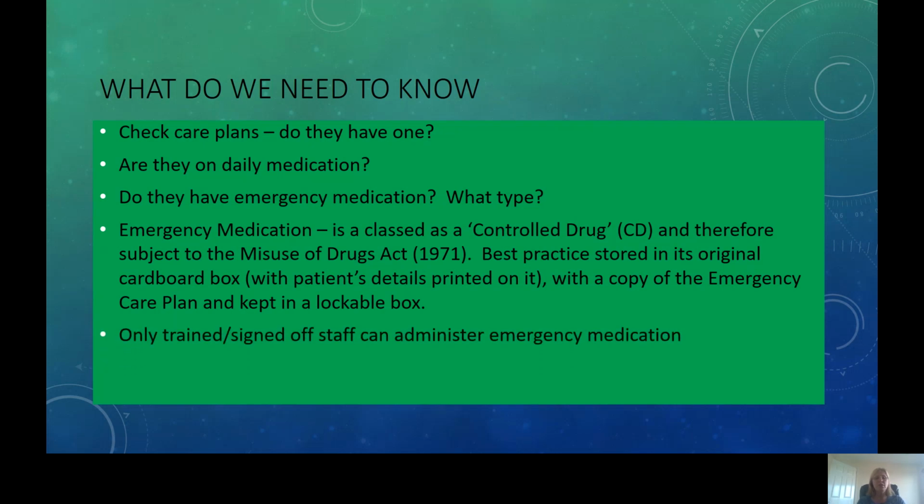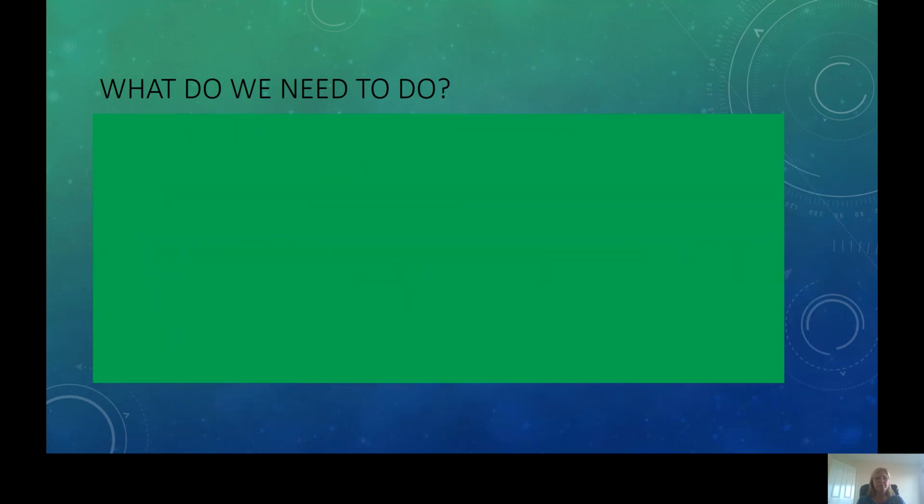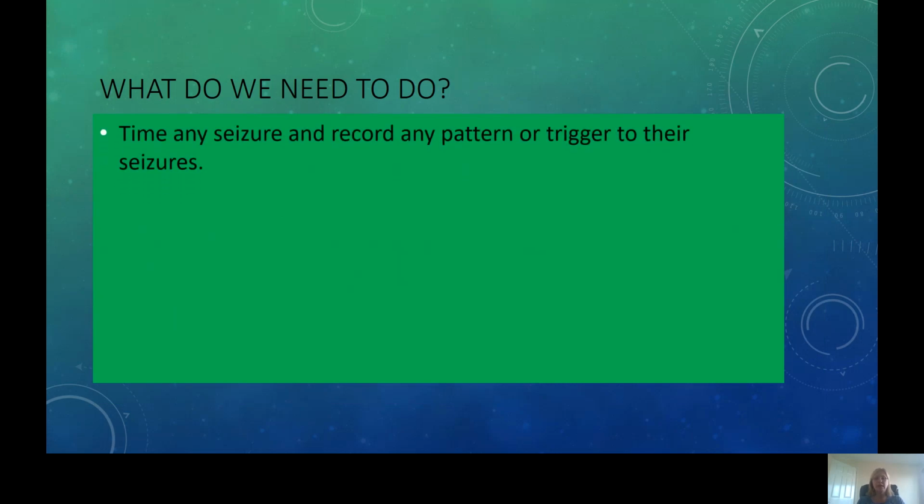Only trained staff should administer emergency meds. Staff are generally trained once a year to administer emergency medication and signed off for one year by someone like the school nurse. So what do we need to do? Time any seizures or record any pattern or trigger to their seizures. Regardless of the type of seizure they have, we're not expecting you to name it. Record what you saw.